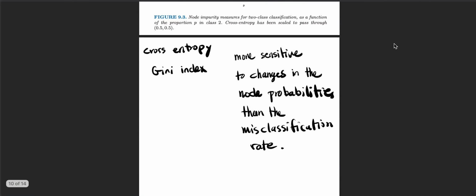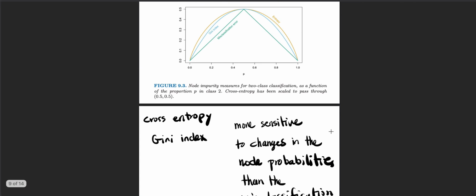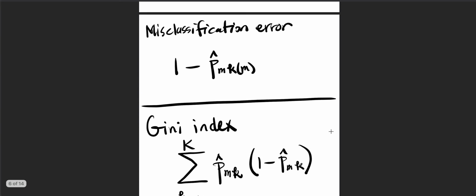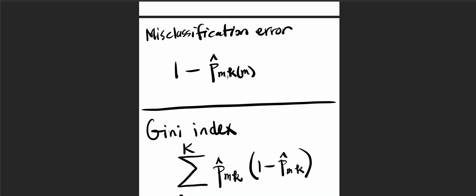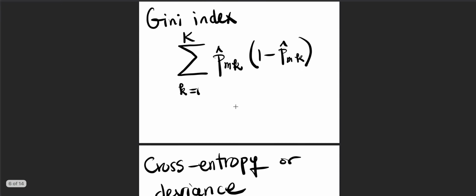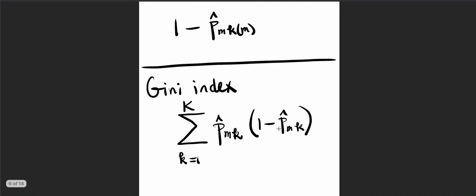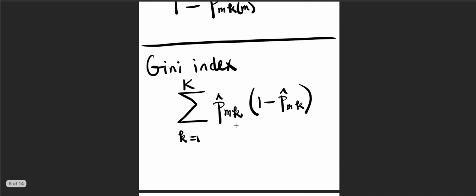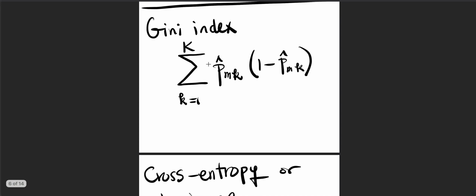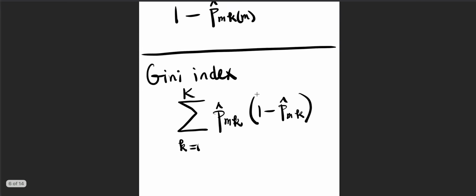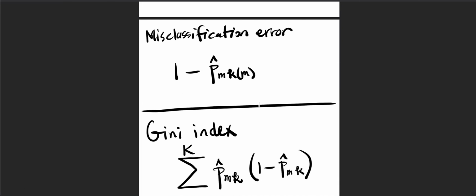So cross entropy and the Gini index are more sensitive to changes in the node probabilities than the misclassification rate. Why is that the case? Because at the end of the day, the misclassification error rate only takes into account the probability of the majority class. Whereas the Gini index and cross entropy, while heavily influenced by the probability of the majority class, also take into account the probability of those other classes which are not the majority, and sum over all the probabilities for all the classes. The misclassification error is only a function of the majority class.